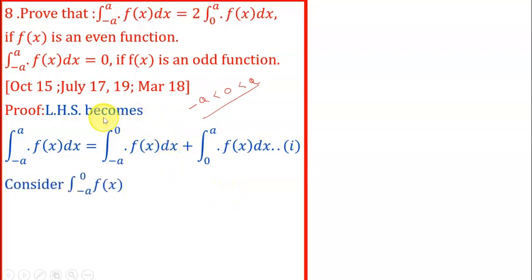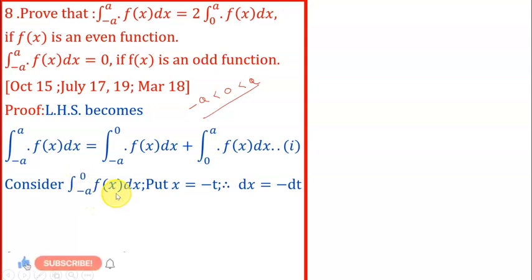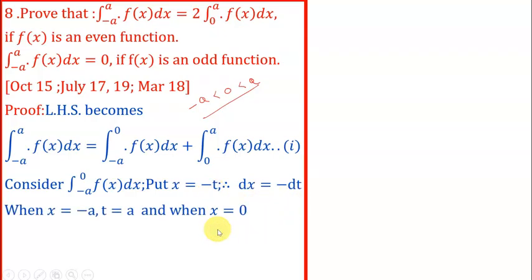Now here we will evaluate this first integral, the integral from minus a to 0 of f(x) dx. For this, substitution is important. Put x equals minus t. Therefore dx equals minus dt. And now we'll change the limits. When x is equal to minus a, t is equal to a. X is replaced by minus a, then you will get minus a equals minus t, meaning t is equal to a. When x is equal to 0, then t is equal to 0.